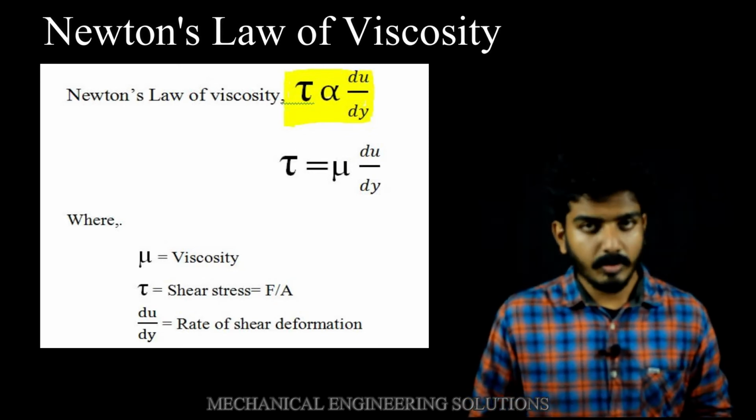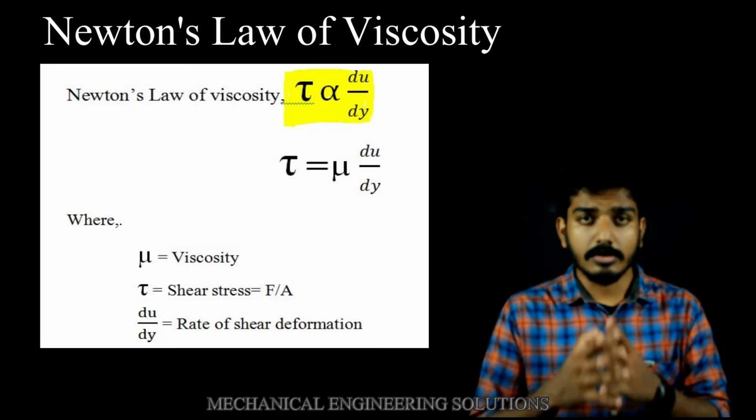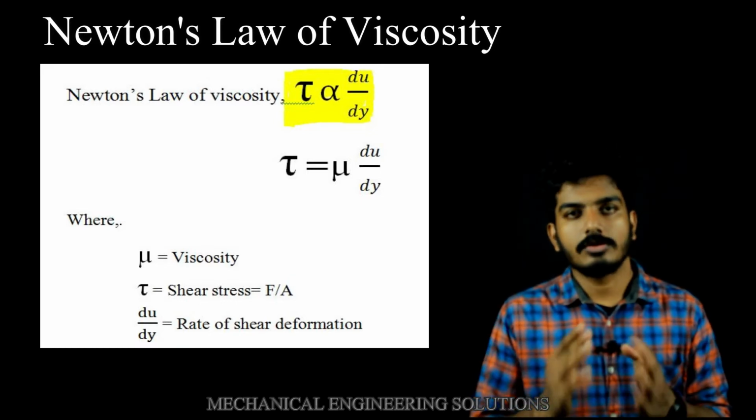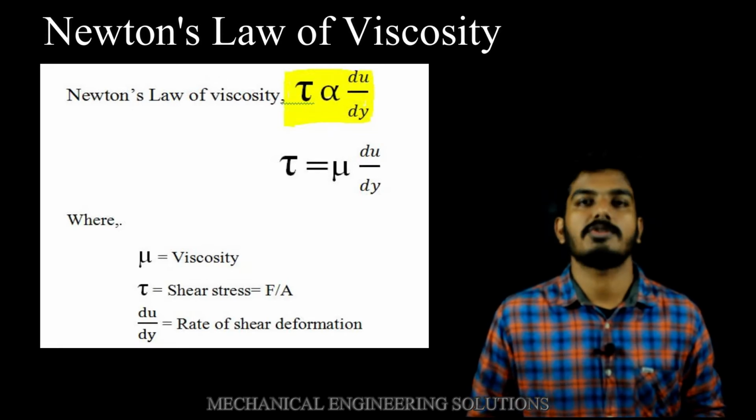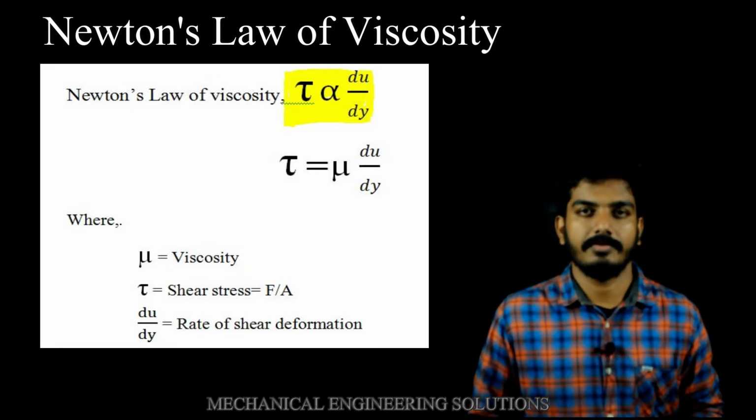And we have to remember one more thing. The velocity gradient is also equal to the rate of shear strain. So we can also define that the shear stress between two adjacent layers is directly proportional to the rate of shear strain.